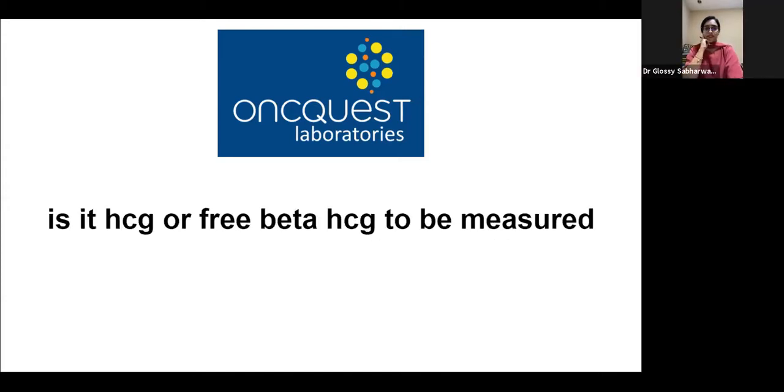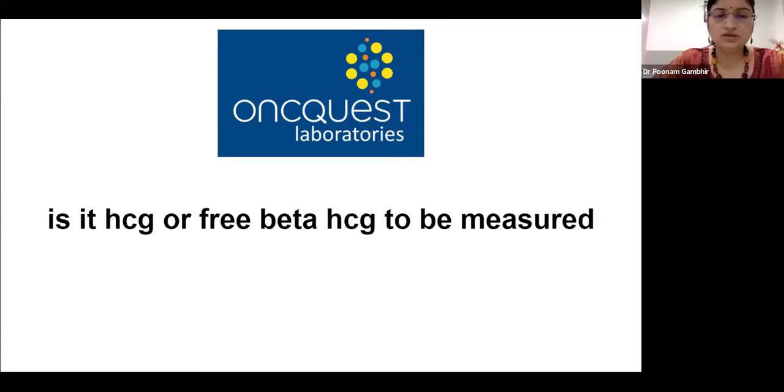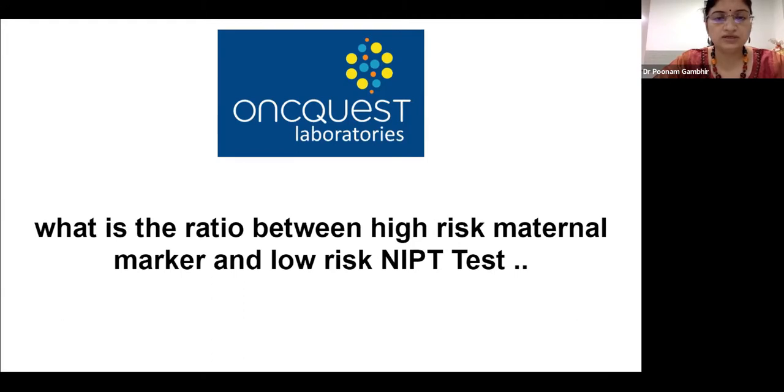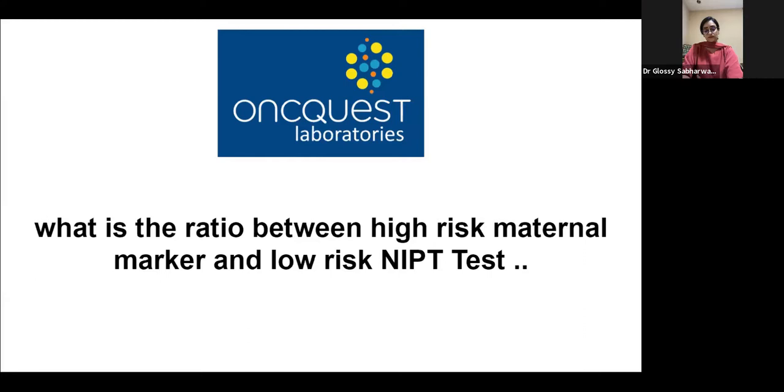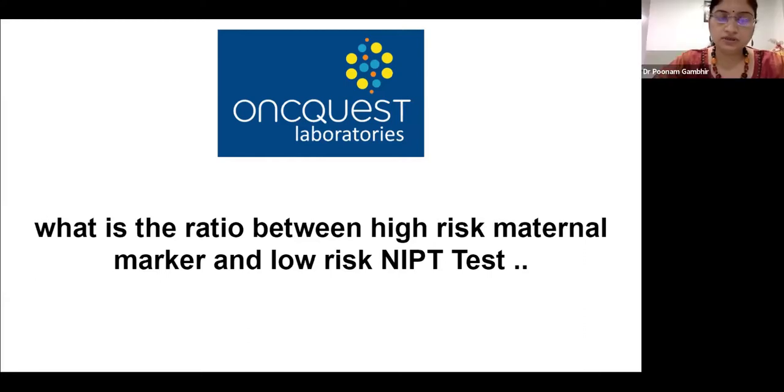Is it HCG or free beta HCG to be measured? See, this I have mentioned in the technical considerations of the sampling in my slides also. Ideally free beta HCG is the best one and the most sensitive one, but because it's temperature sensitive, one should either go for a dried blood spot collection, or they should centrifuge the sample, keep it at 4 degrees Celsius, and then transport it.